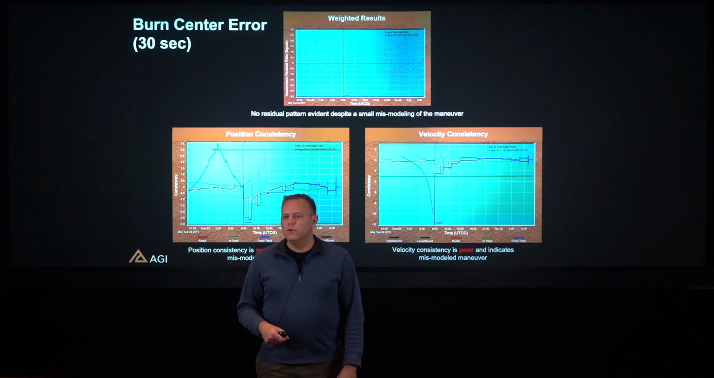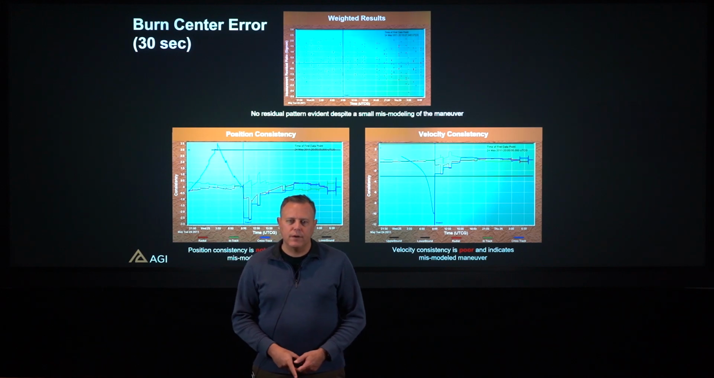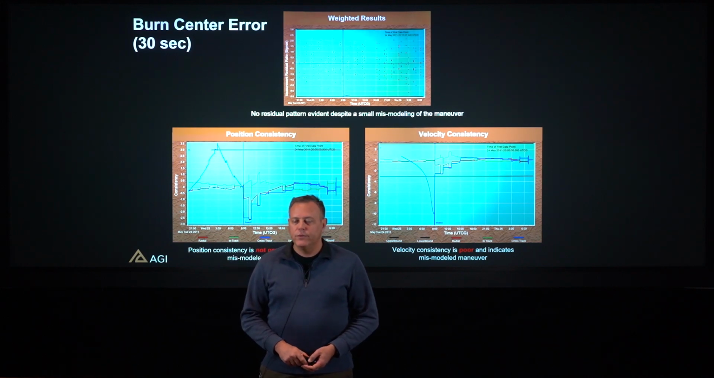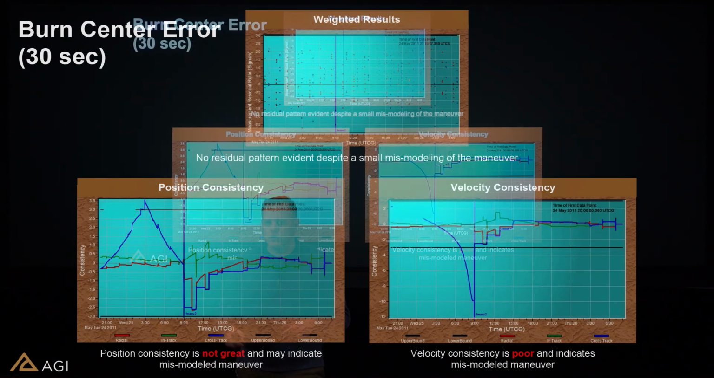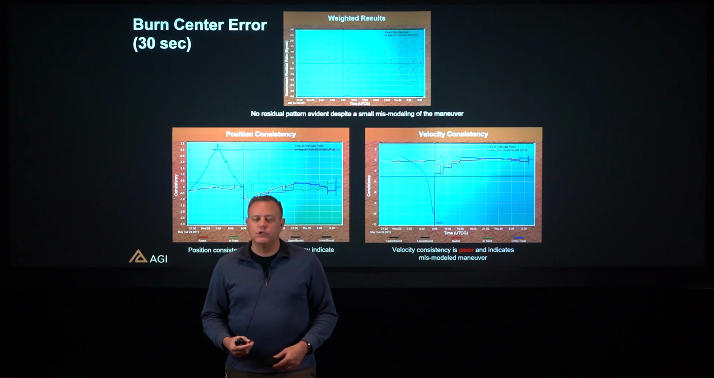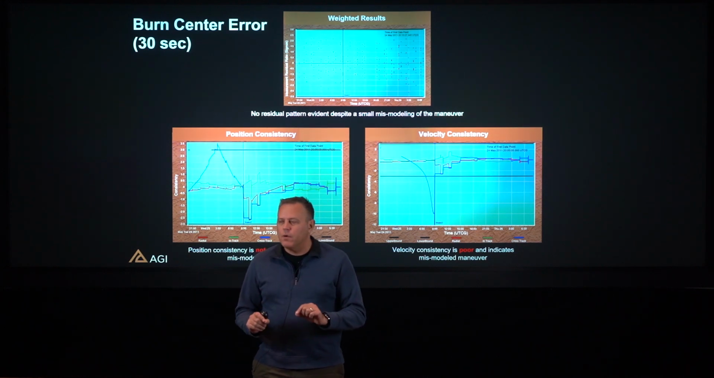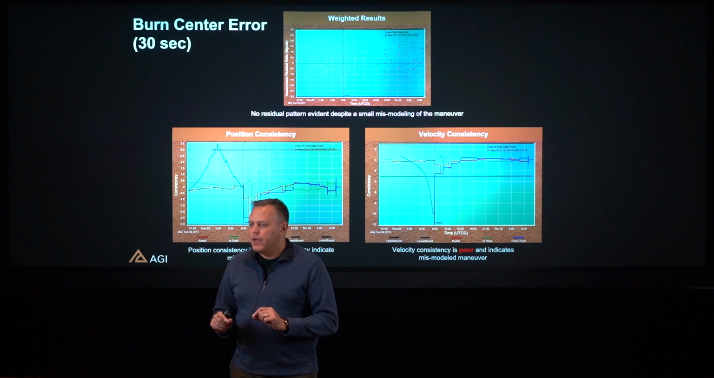But now let's go to a much smaller modeling error. Now I'm only going to get the burn time off by 30 seconds, which at GEO you might argue is unobservable. And it turns out, as you can see in the top graph with the residual ratios, it really is unobservable in residual ratio space. Those residuals look great both to the left and the right of the maneuver, which, if you only looked at residuals, would suggest to you that you've got a great model. Well, you've got a good model, it's just not a great model.